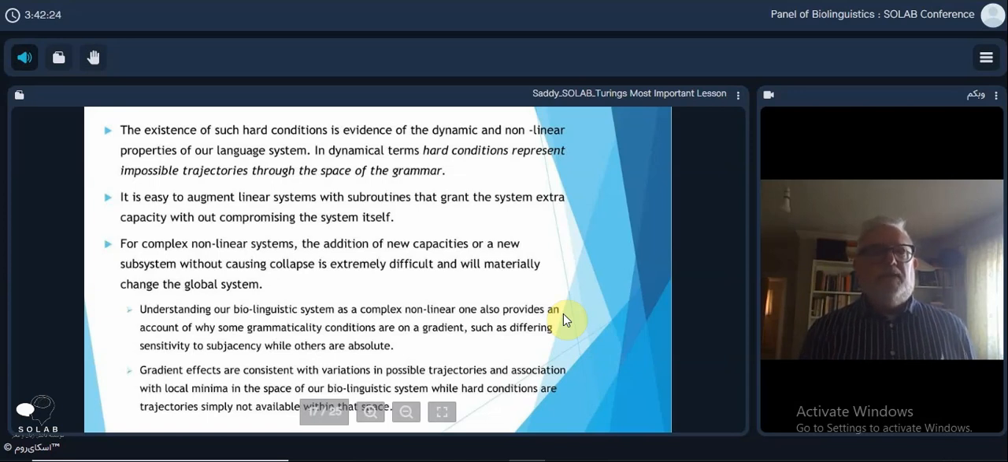Understanding our biolinguistic system as a complex nonlinear one also provides an account for why some grammaticality conditions are on a gradient, such as differing sensitivities to subjacency, while others seem to be absolute. The gradient effects are consistent with variations in possible trajectories in association with local minima in the space, while hard conditions are trajectories that simply are not available in that space. So the notion of space here is an important one.